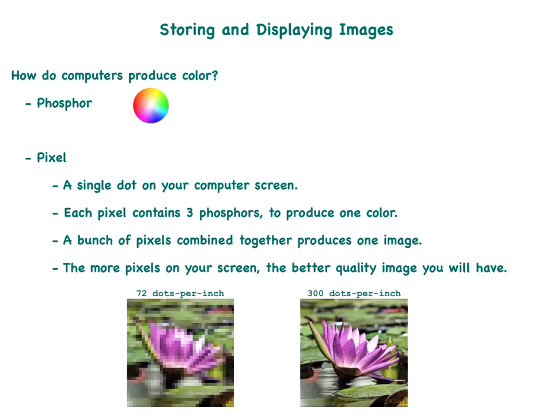For example, the picture on the left uses only 72 dots per inch, or 72 pixels per inch. Because it has far fewer pixels to present this image, it produces a much lower quality image than the image on the right, which has a 300 pixel per inch ratio.